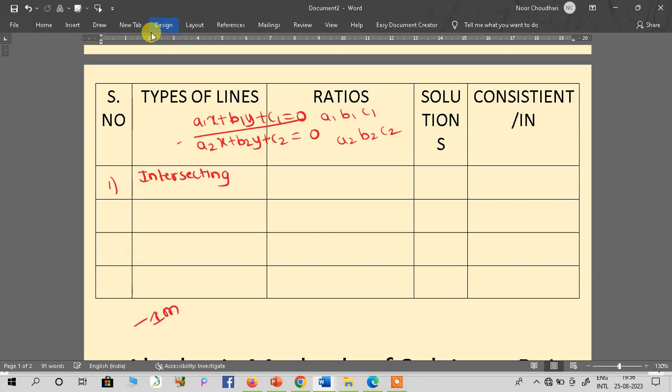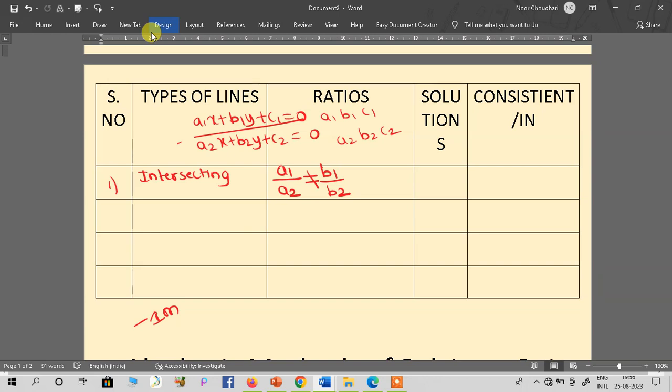First line is what? Intersecting lines. How do we find out whether it is an intersecting line or not? First, all values we can write in ratios: a1 upon a2, b1 upon b2. If a1 upon a2 ratio is not equal to b1 upon b2, means what? The first ratio is not equal to the second ratio.